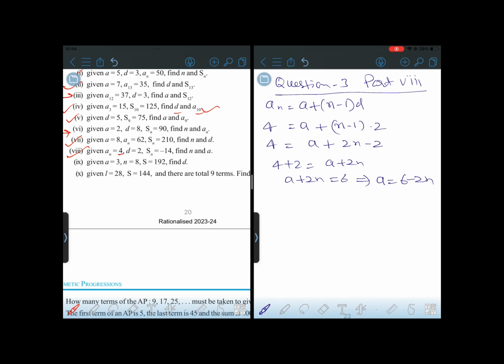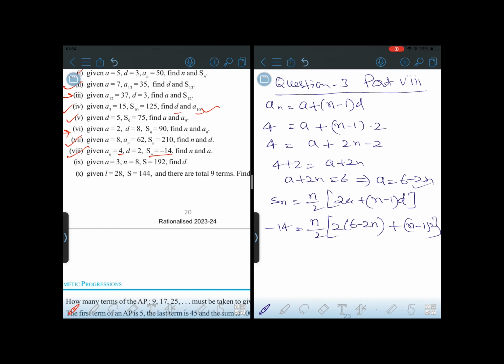We are also given the sum of n terms of the AP, so we can use the formula Sn is equal to n by 2 into the bracket 2a plus n minus 1 into d. Sn is minus 14. The value of n is not given, so n by 2. The value of a we can put from here, so that is basically 6 minus 2n plus n minus 1. The value of d is 2.